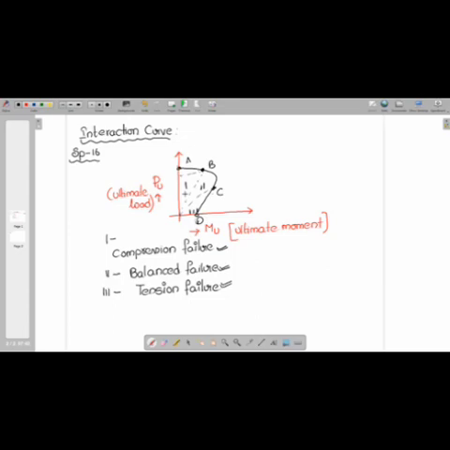Is this clear for everyone? Clear, sir. This is the common question they can ask you. What is zone 1? Zone 1 is compression failure. Zone 2 is balanced failure. Zone 3 is tension failure. They will give you the direct graph and also they can ask you these things. Okay, now let us see.